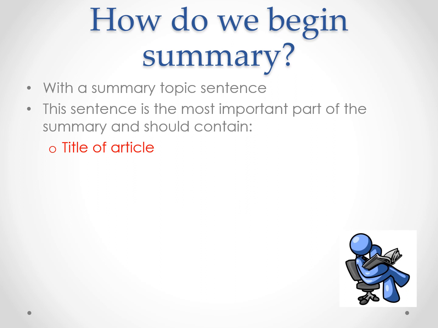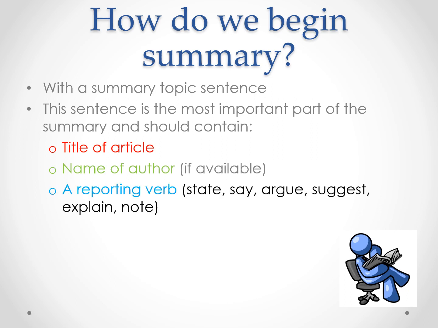So it needs to include the title of the article. It needs to include the name of the author. Sometimes we're not given the name of the author. In that case, we will just include the words the author. But if we do have the name of the author, we do need to include both the first and last name. We also want to include a reporting verb. There's some examples here of reporting verbs in the parentheses. And then we want to include the main idea in our own words, or paraphrased.